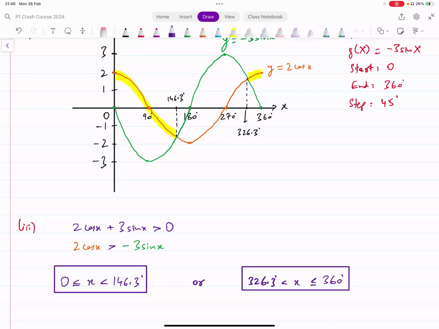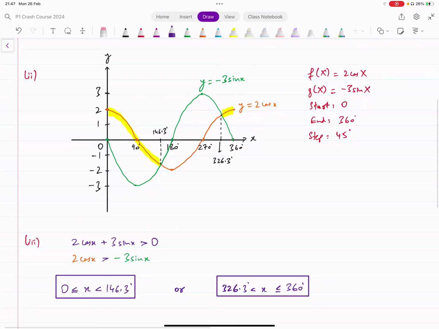Is that all right? So you know the points of intersection. You just look at the graph and see where the graph of 2 cos x is above the graph of minus 3 sin x. Since you already know the points of intersection, you can figure out, okay, towards the left of this point, towards the right of this point, and that gives you the possible values of x here. Make sense? Any problems, anyone?